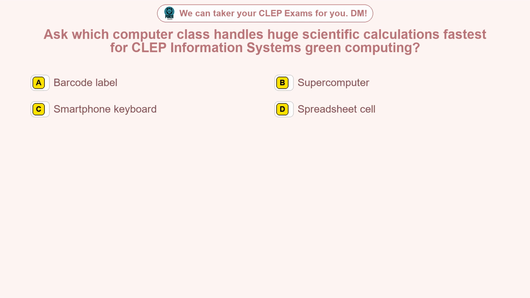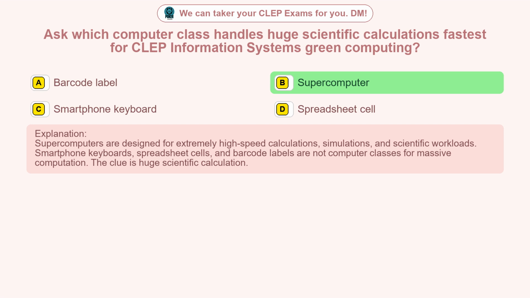Ask which computer class handles huge scientific calculations fastest for CLEP Information Systems green computing? Option A, barcode label. Option B, supercomputer. Option C, smartphone keyboard. Option D, spreadsheet cell. The correct answer is option B, supercomputer.